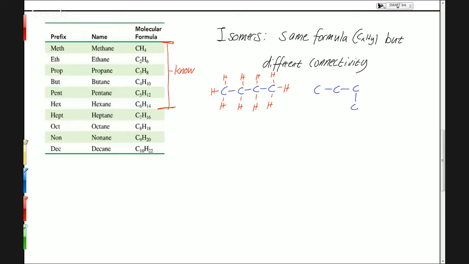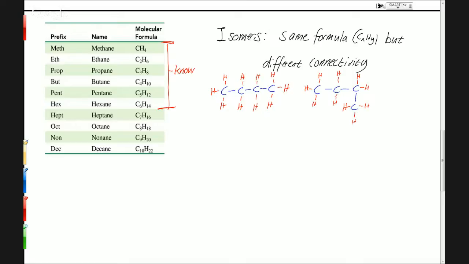Let's say instead of having the 4 carbons in a line, we have 3 carbons and then 1 going down. And then we fill in the hydrogens around. So now we have to ask ourselves, is that the same or is that actually different? Is it an isomer? Does it have different connectivity? Or is it just the same molecule drawn a different way?